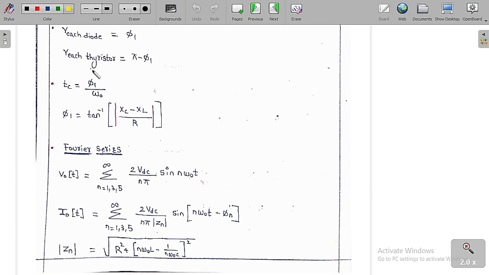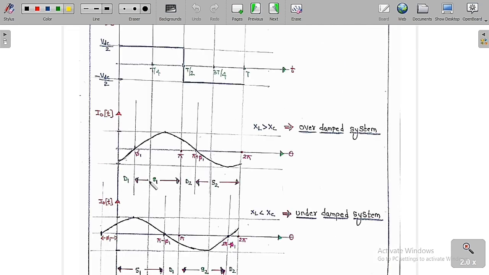So pi minus phi 1 is the range for which each switch, or each thyristor, is going to conduct in both the graphs. You can see clearly phi 1 is the angle for which the diodes conduct, for the overdamped and also the underdamped case. So we can say clearly phi 1 is the angle for which the diodes are going to conduct, whereas pi minus phi 1 is the range for which the thyristors are going to conduct. This is for both the cases.